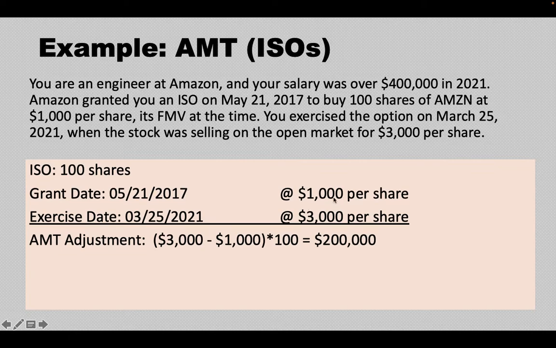You bought at $1,000 per share. You could turn around and sell at $3,000 per share, but you didn't. So it's kind of like a phantom gain right here. You have a $2,000 per share gain for 100 shares, so you have a $200,000 profit. This is basically called your AMT adjustment.